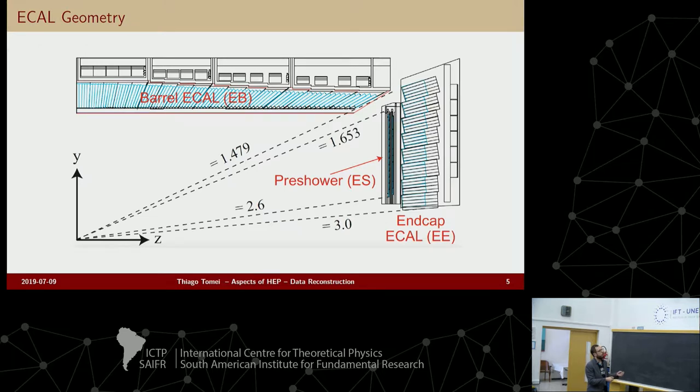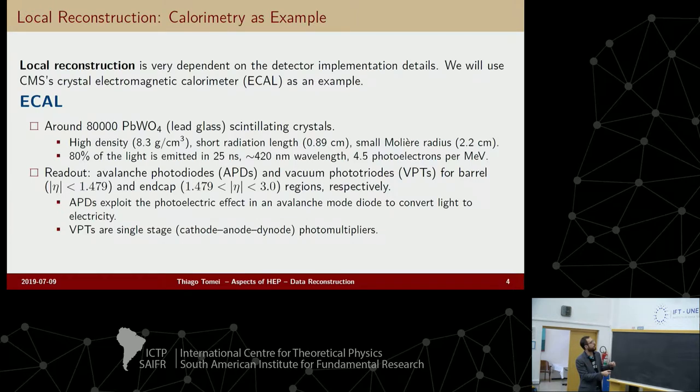It goes all the way to 2.6, that is the pressure. I'm not going to speak about that. It's implementation detail. And then up to 3.0 for the end cap. Why do we have to divide into two places and have two different technologies for the readout? Remember, APDs and vacuum phototriodes.